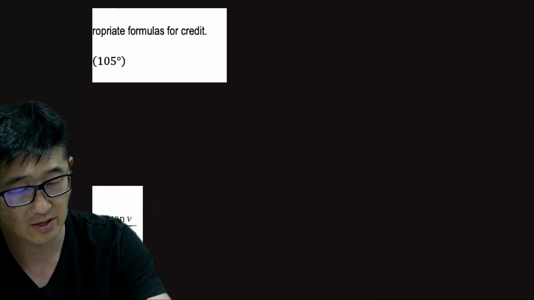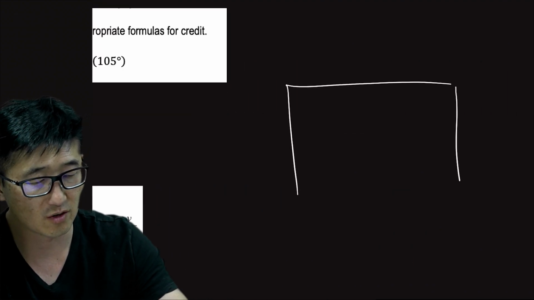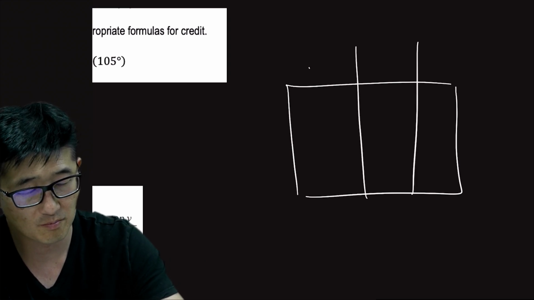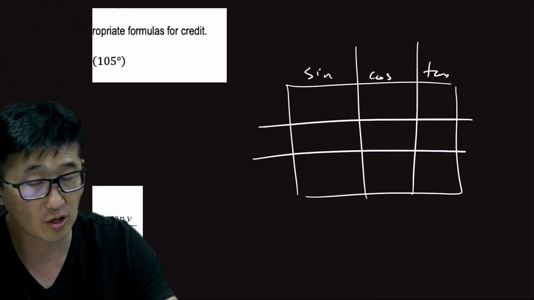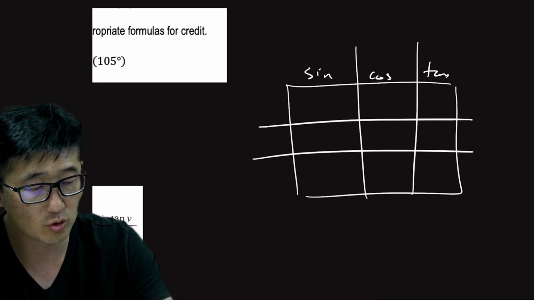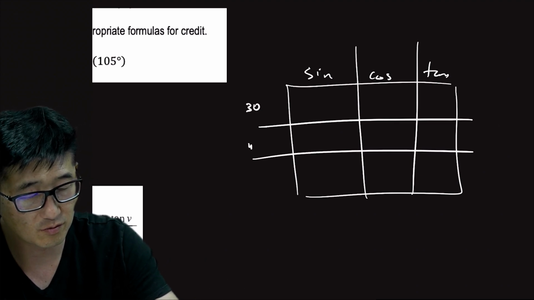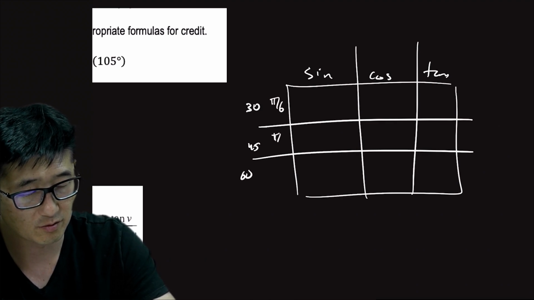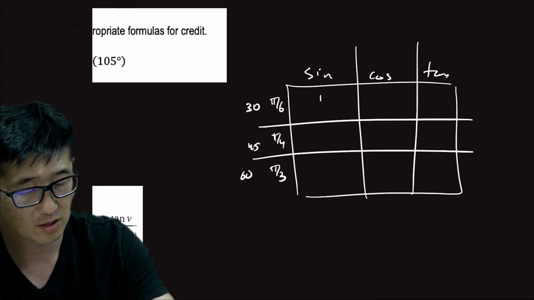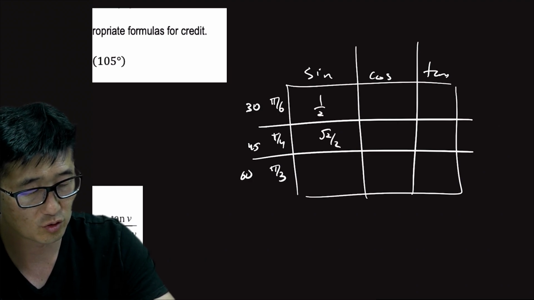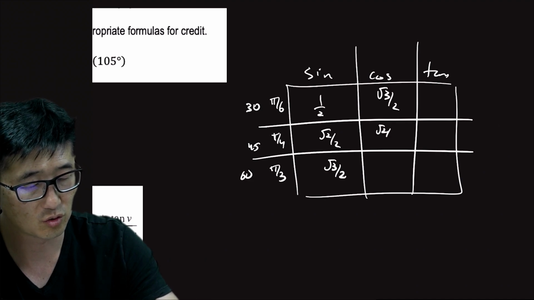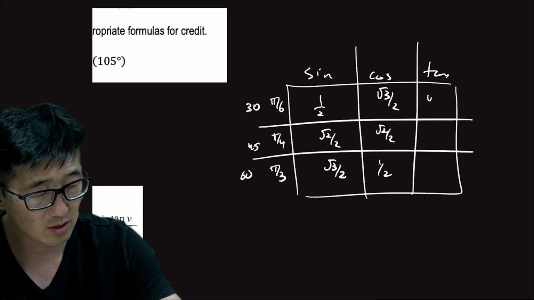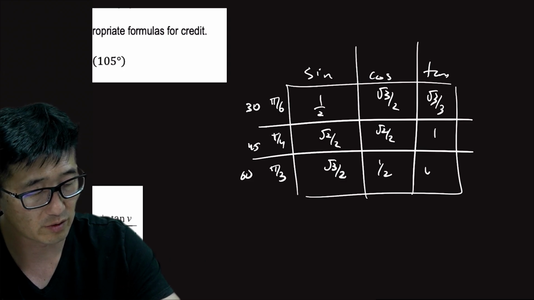And do you remember the chart that I gave you? The one that I've told you several times to memorize, this one? So when you take your test, this is the first thing you want to draw on the back and always refer to it. 30, 45, 60. This is pi over 6, pi over 4, pi over 3. Sine: 1/2, rad 2 over 2, rad 3 over 2. Cosine: rad 3 over 2, rad 2 over 2, 1/2. Tangent: rad 3 over 3, 1, and rad 3.